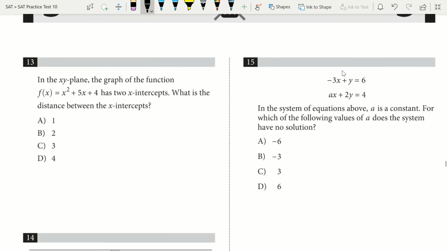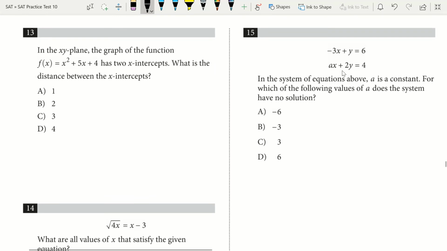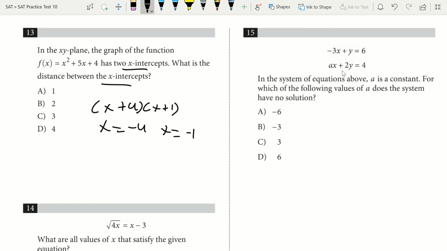All right, question 13. In the xy plane, the graph of the function f of x equals x squared plus 5x plus 4 has 2 x-intercepts. What is the distance between the x-intercepts? Well, if I factor this out, I see I'm going to have (x plus 4) times (x plus 1), which gives me my intercepts as x equals negative 4 and x equals negative 1. The distance between those is 3, so my answer is going to be C.